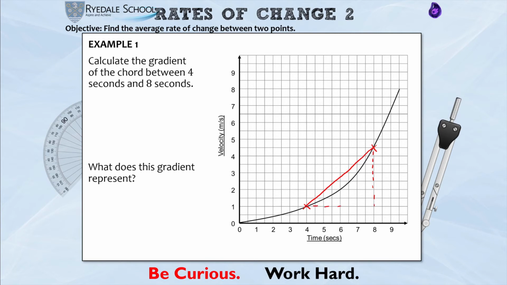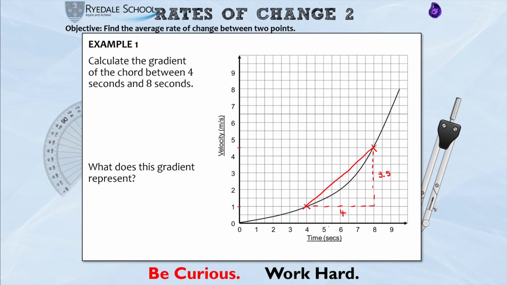So using our knowledge from last lesson, this should be super straightforward. I'm going to find the difference in the y. Well, that is going from 1 to 4.5. So that difference is 3.5. And the change in the x, because it's from 4 to 8 seconds, we know that that is 4.